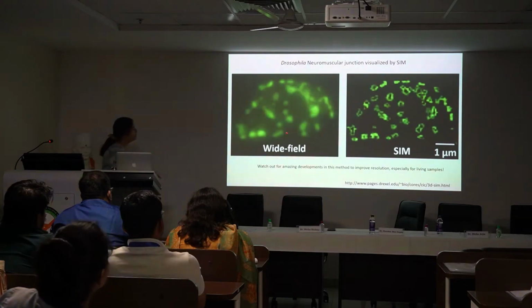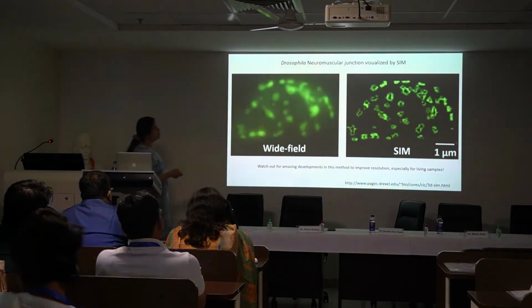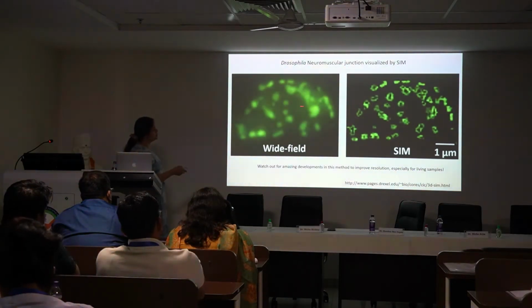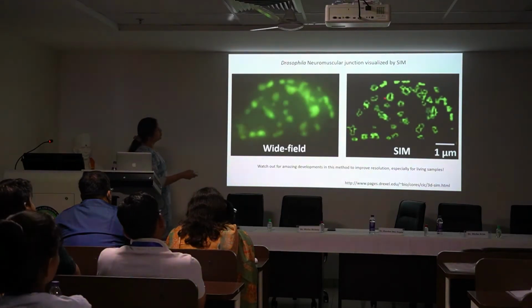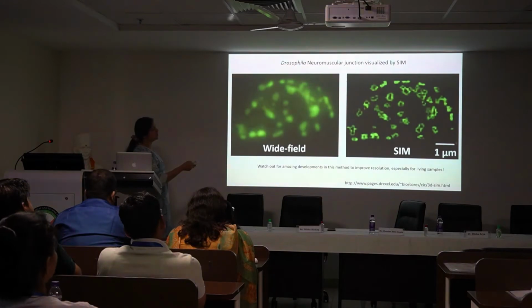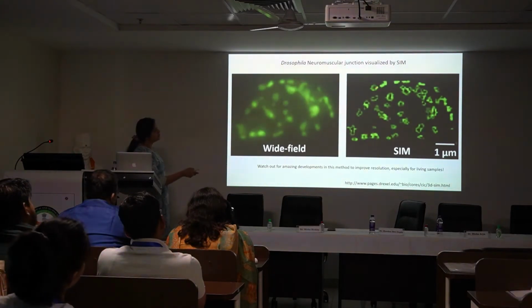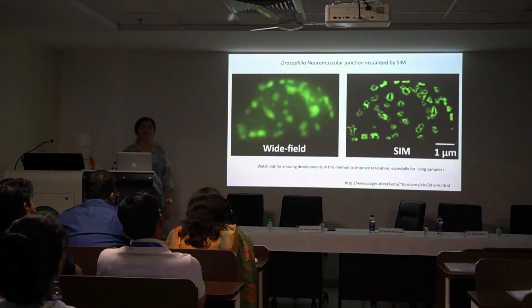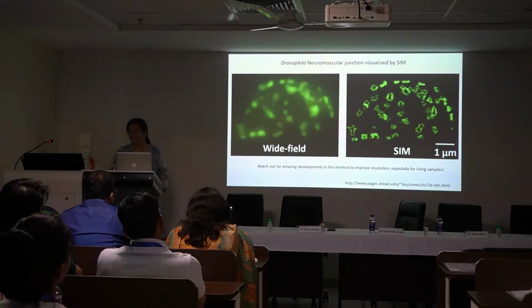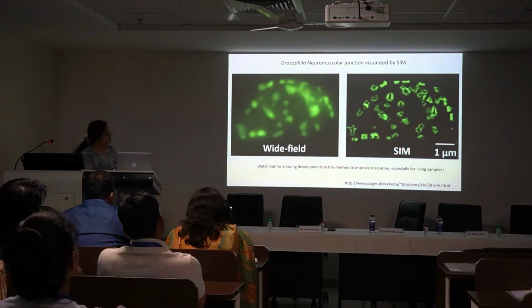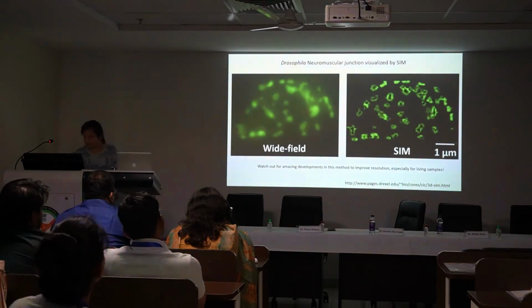This is an example of a blurry image seen just by widefield fluorescence, and then you can see the localization of these structures much better. This is actually a neuromuscular junction, where each of these positions is a point at which a synapse is formed between a neuron and muscle. And you can see how nicely, through structured illumination microscopy, this has become better.